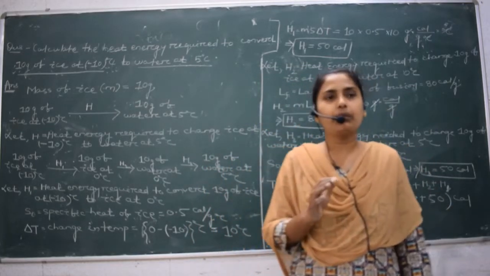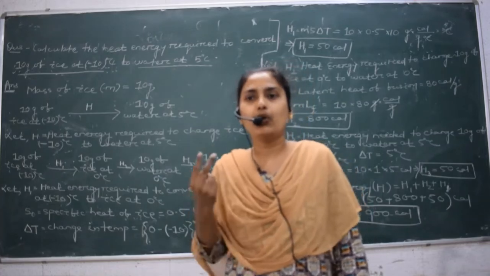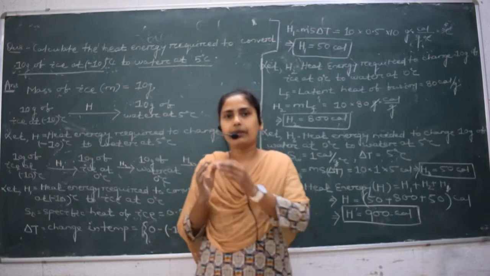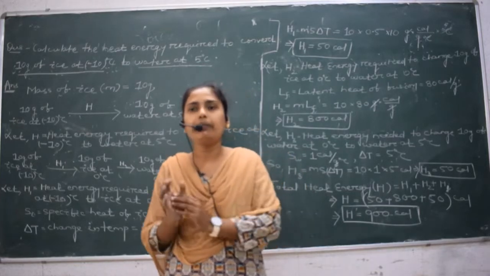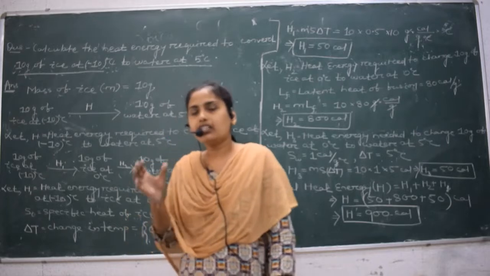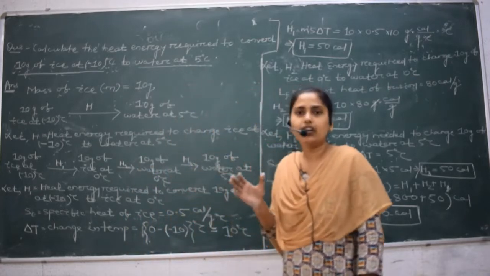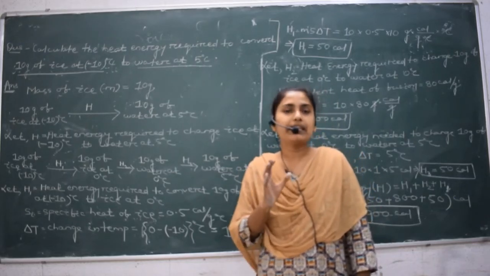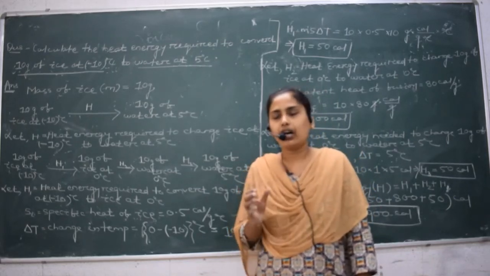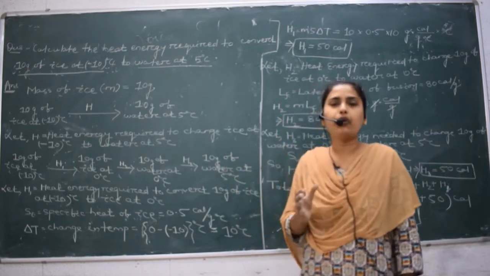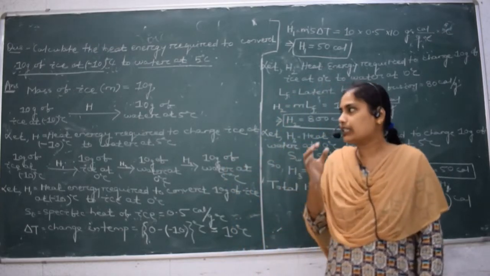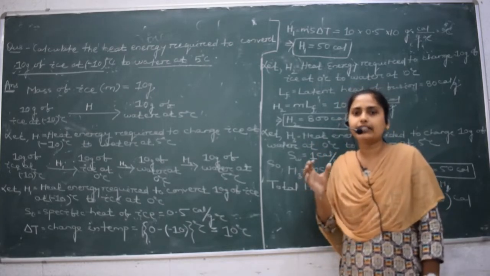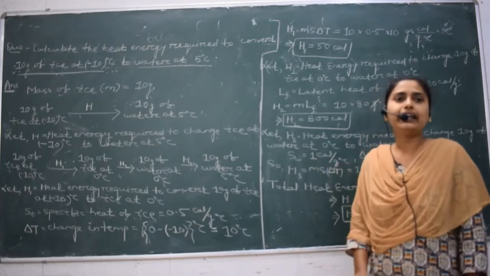So before going to the problem, let us recall two things. If we are supplying some amount of heat energy, then it may either change its temperature or it may change its state. So when the supplied heat energy is utilized in changing the temperature of the substance, then we use the specific heat formula. And when the supplied amount of heat energy is used to change the state of the substance at constant temperature, in that case we will use the latent heat formula.